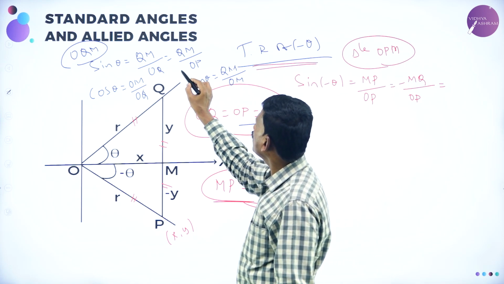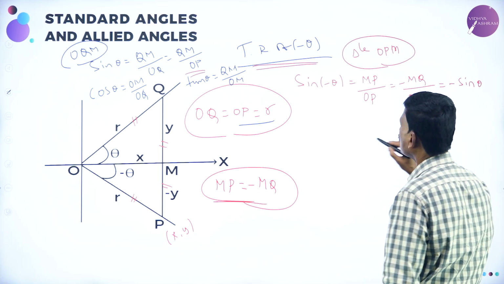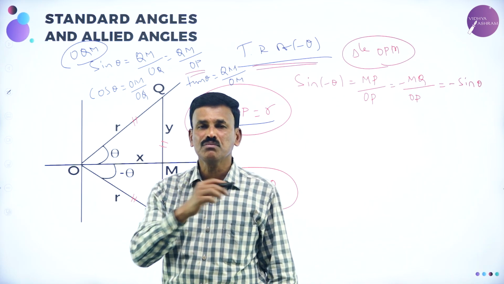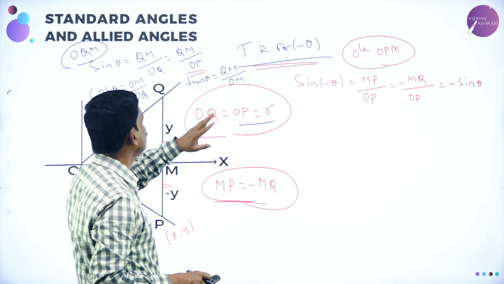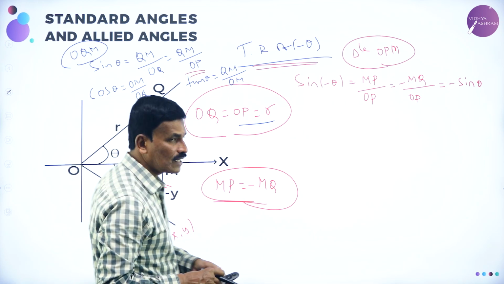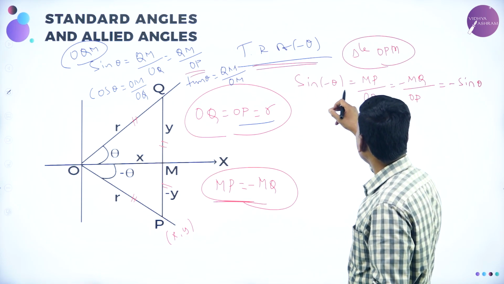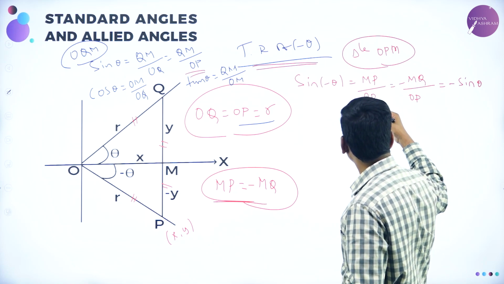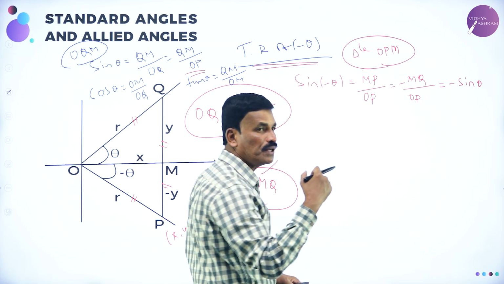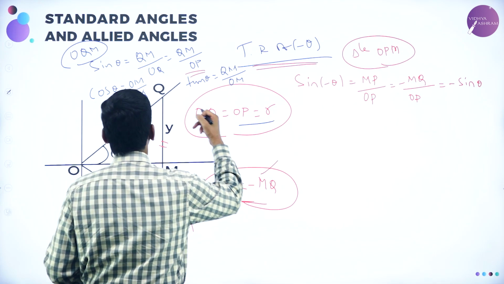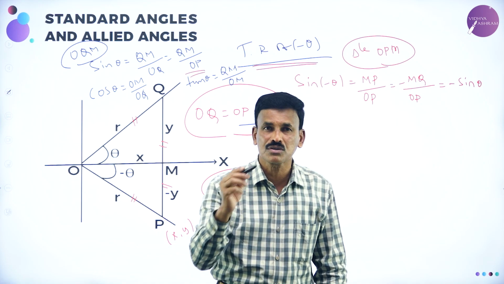What is MQ divided by OP? MQ divided by OP is nothing but sine theta along with a negative sign. That means sine of minus theta is equal to minus sine theta. Listen to me here. Now from the above triangle, sine theta is equal to QM divided by OP. From the below triangle, for the negative angle, if theta is replaced by minus theta, what is sine of minus theta? Opposite by hypotenuse, MP by OP. So MP is also equal to minus of MQ divided by OP. Minus as it is, what is MQ divided by OP? MQ by OP is nothing but sine theta. So sine of minus theta is equal to minus sine theta.